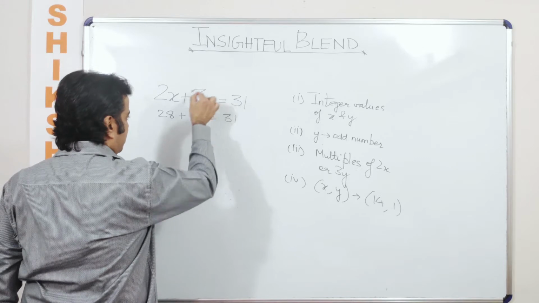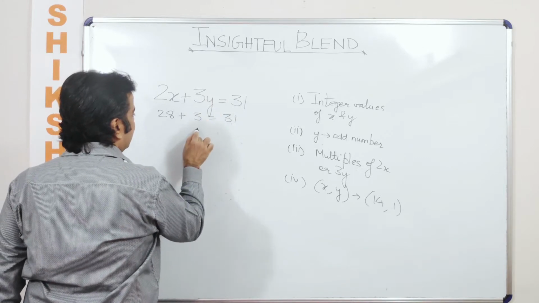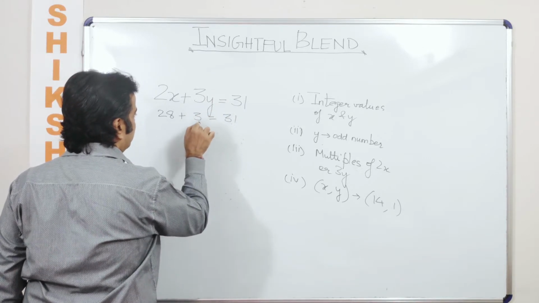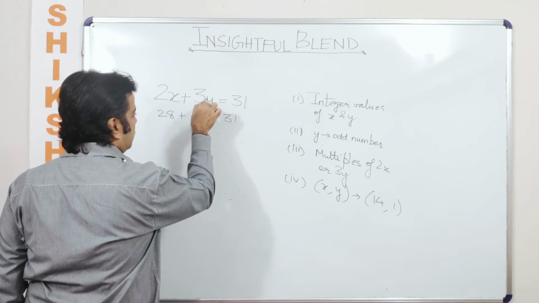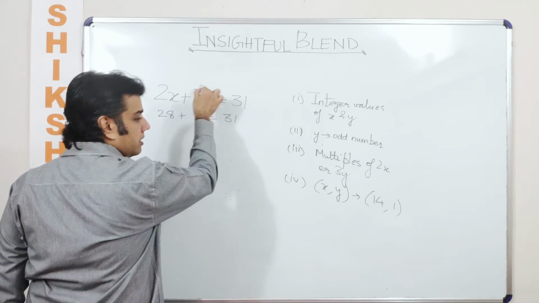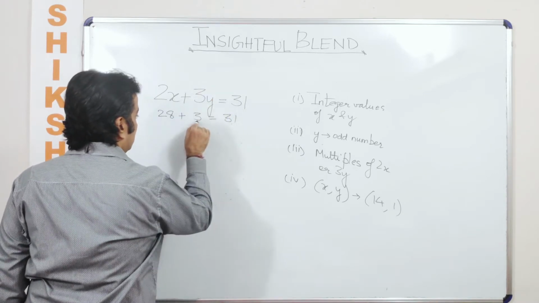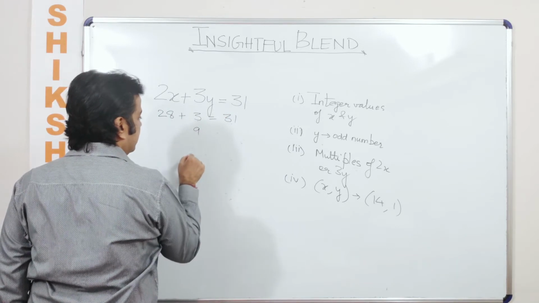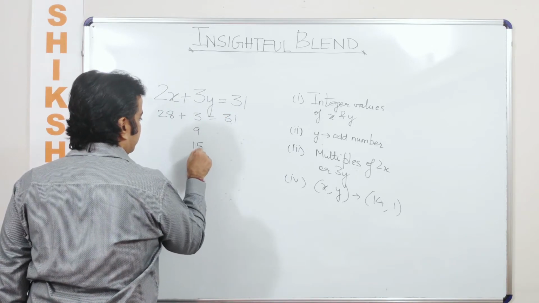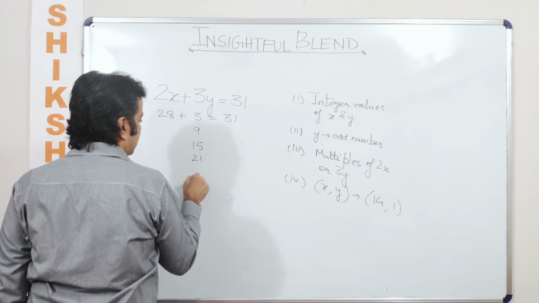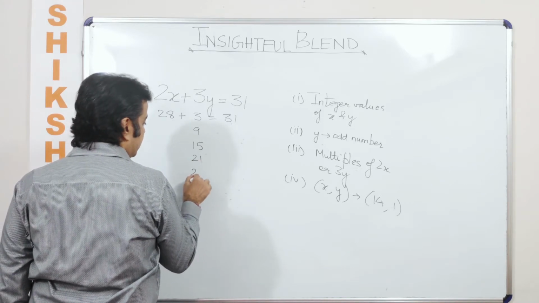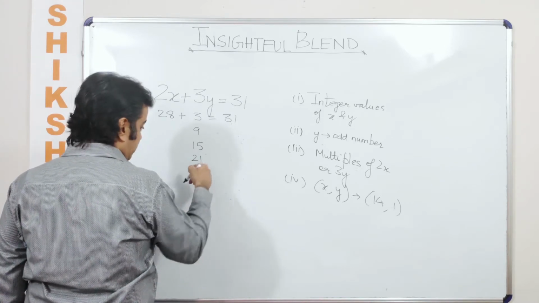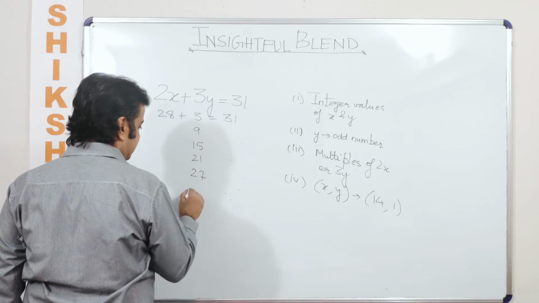So if I would have started from multiples of 3, now I see that the question becomes easier for me. And I have to talk about only those multiples of 3 which are odd numbers. So let's say 3 into 1, next 3 into 3, next 3 into 5, next 3 into 7, next 3 into 9, next.